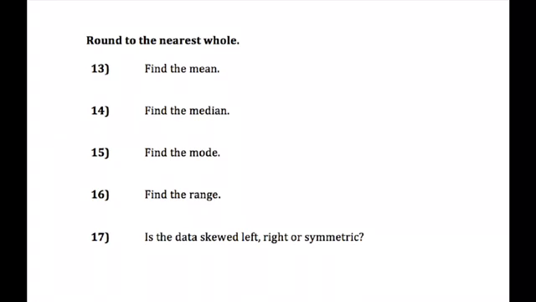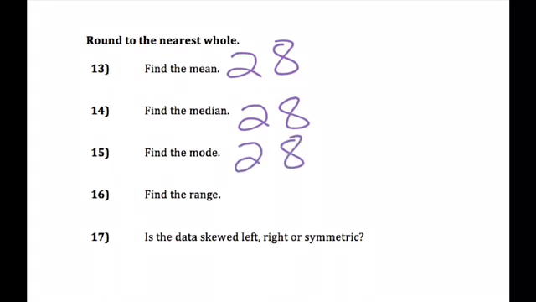Okay, let's go through. First of all, we should know that the answer to number 13 is 28. We've already talked about that. The median is the middle number, which is also 28. And our mode is the number that occurs the most, which is also 28. The range is the largest number minus the smallest number. So that is 31 minus 25. And the answer is 6.